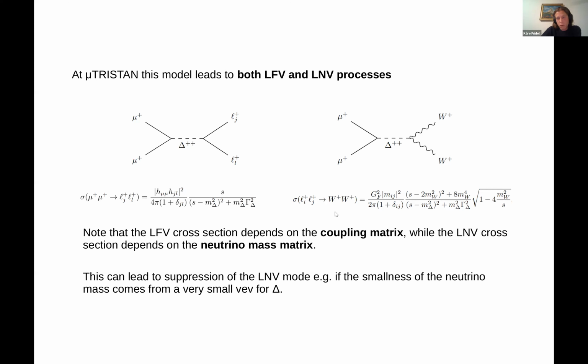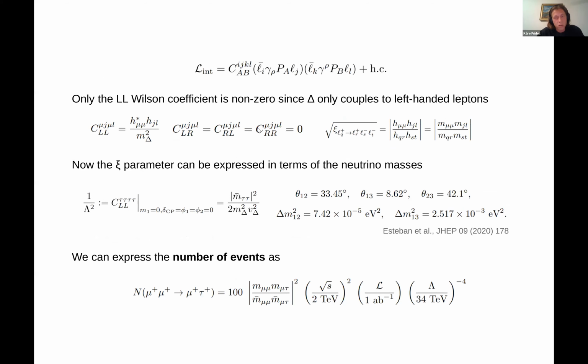The neutrino mass could be small because, for example, the VEV of the delta is very small. So this matrix need not be small just because the neutrinos are very light, and that's a good reason to look for flavor violation. In our old EFT language, now only the left-left operator is non-zero, because the delta talks only to the left-handed leptons. So this chi parameter that I introduced can be written as a fraction of entries in the neutrino mass matrix in the flavor basis.